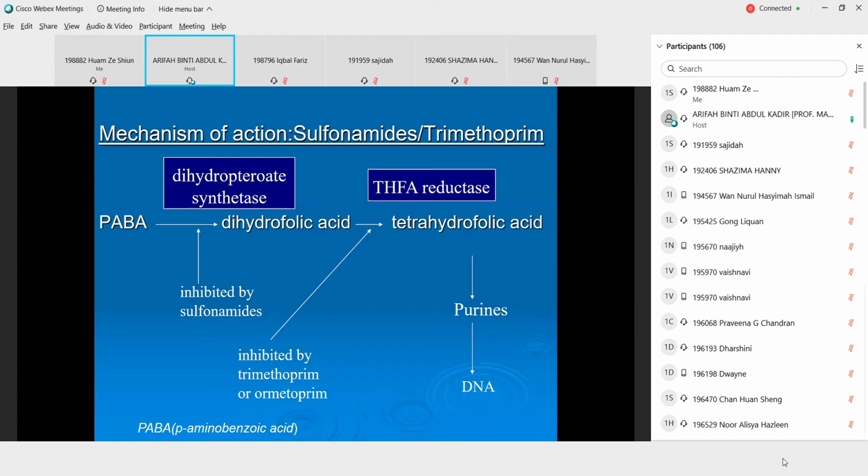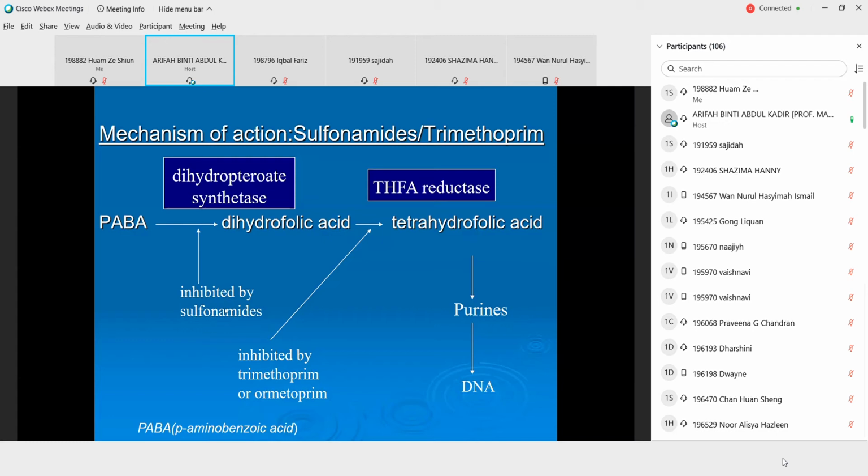So PABA will convert to dihydrofolic acid. All these are folic acids, dihydro and tetrahydrofolic acid. So PABA converts to dihydrofolic acid with the help of this enzyme, dihydropteroate synthase. This enzyme has to be present to catalyze PABA into dihydrofolic acid.